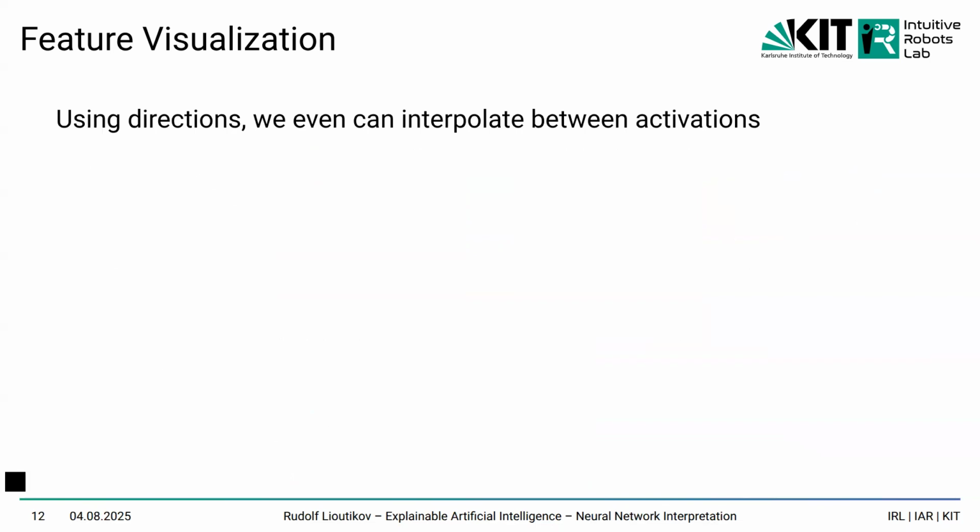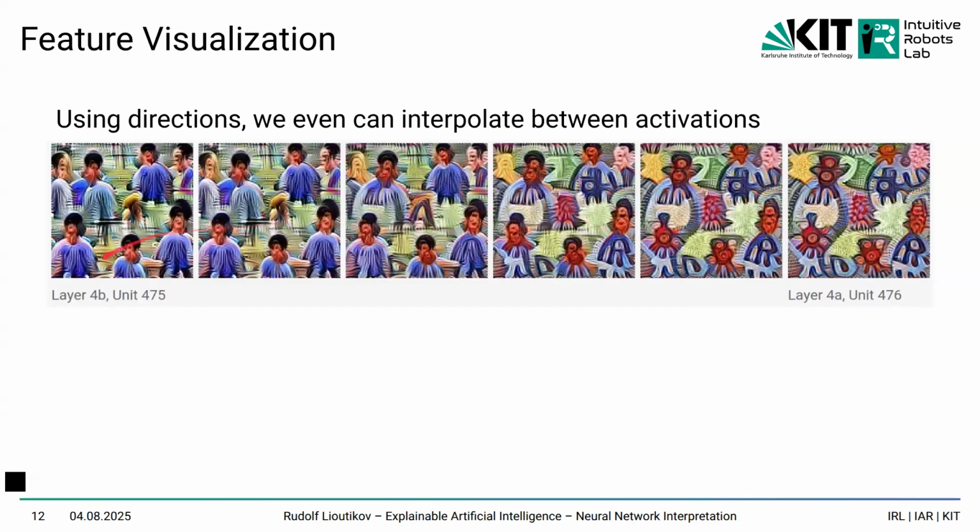So we can even interpolate between activations now, right? Because as I said, it doesn't have to be 0, 1. It can be 0 something. It can be like something more, right? So we can interpolate from what looks like people to what looks like pictures of people, this kind of thing, right?